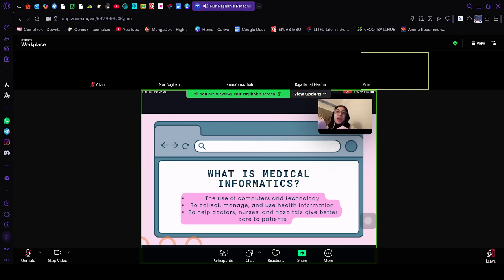Next slide. And one of the most important tools is EHR, which is electronic health records. It's a digital version of a patient's medical record, like their history, lab results, medication, allergy, as well as doctor notes. So the best part is that the doctors can access this information anytime they want, even during emergencies, which helps in faster and safer treatment.